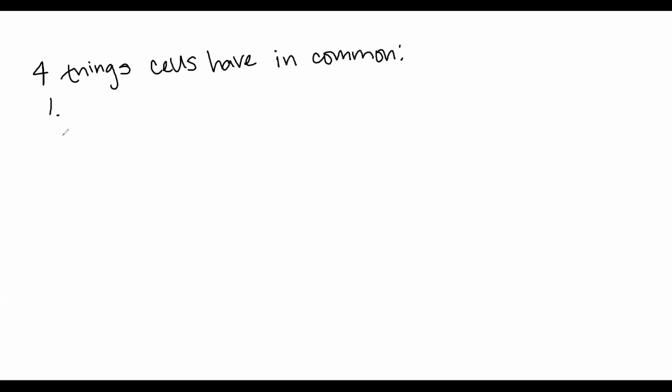Now, let's talk about 4 things that all cells have in common. Whether they are prokaryotic cells or eukaryotic cells, all cells have these things. First, all have at least one chromosome. Chromosomes are where genetic information or DNA is stored. In order for those cells to make other cells of the same kind, they have to have the instructions for how to do that. So even the most simple prokaryotic cell will have at least one chromosome.